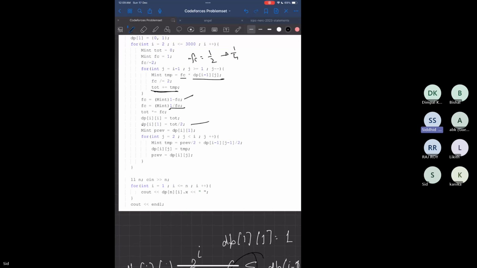Tot is basically dpii, and we will again move from 2 to i, and we just keep passing the value using a pref. We are keeping pref as dpi1, and initially we are doing pref by 2 plus dp i minus 1 j minus 1 divided by 2, and I am storing it in dpij and then keeping track of the pref. Through this we can get the probabilities of the jth person staying at the last among i. I hope this question is clear. If any doubts, then you can ask.